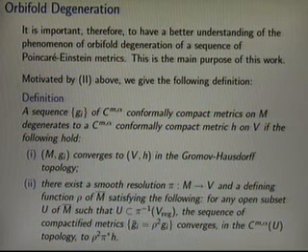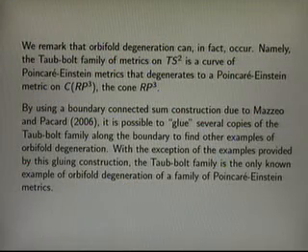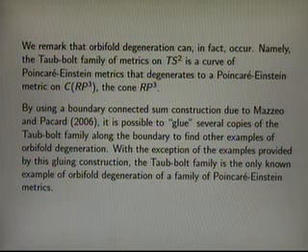All right. So it can in fact happen that a sequence of Poincaré-Einstein metrics degenerates to an orbifold. You have this example here of the Taub-bolt, the AdS Taub-bolt family on the tangent bundle of the two-sphere. In fact, it's a curve of metrics, not only a sequence.